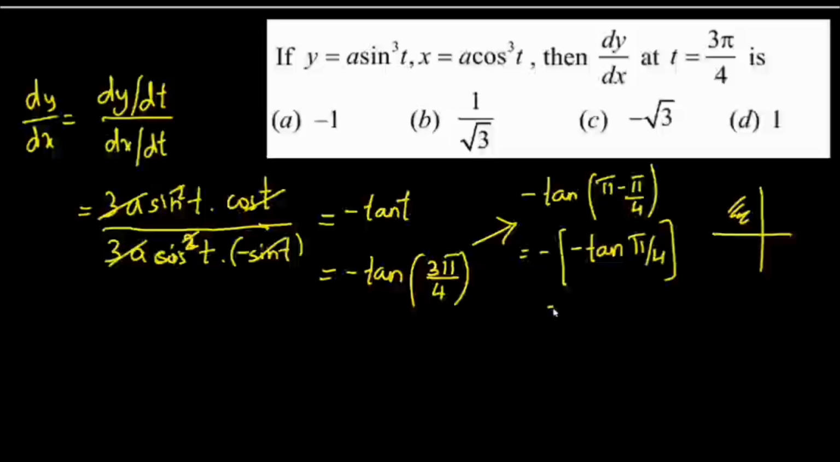So what is the value of tan pi by 4? It is 1. So minus 1. Minus of minus 1 is 1. So this will become equal to 1. So this value is 1. So it is in which option? Option D. The next question.